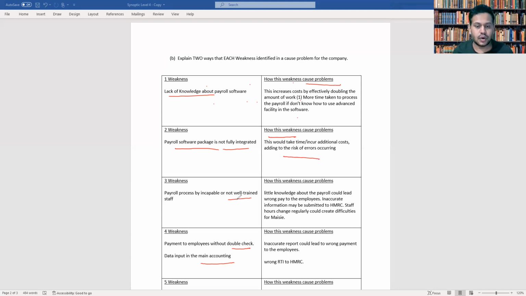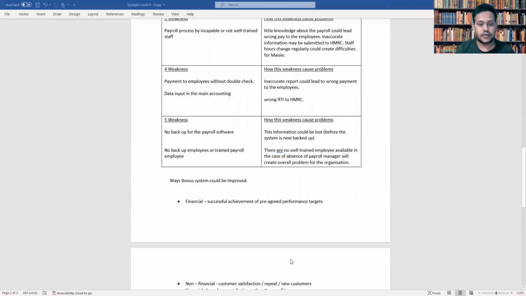Then if there is no well-trained staff, they can make a mistake, then an incorrect payment may be made to HMRC, or inaccurate information may be provided to HMRC. Maybe an inaccurate payment can be paid to the employee as well. So this sort of thing, all these weaknesses, we can write straight away. For example, there is no backup. So no backup for the payroll software, and that could lead to loss of data.